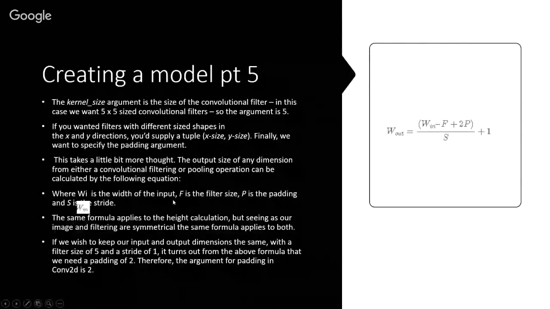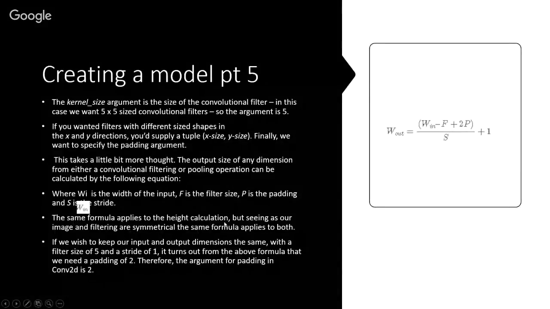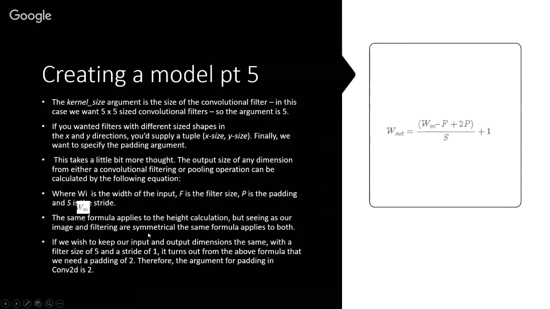So F is the filter size, P is the padding, and S is the stride. The same formula applies in the height calculation. Seeing as our image and filters are symmetric, the same formula applies to both. If we wish to keep the input and output dimension the same, with a filter size of 5 and a stride of 1, it turns out from the above formula that we need a padding of 2. Therefore, the argument for padding in Conv2d is 2. See?